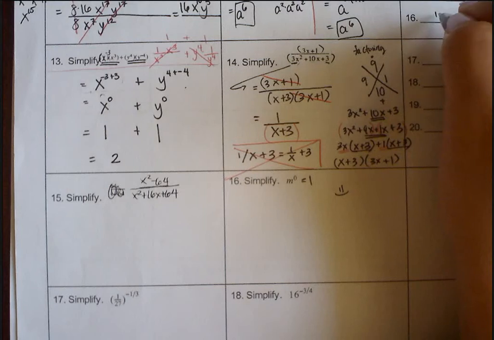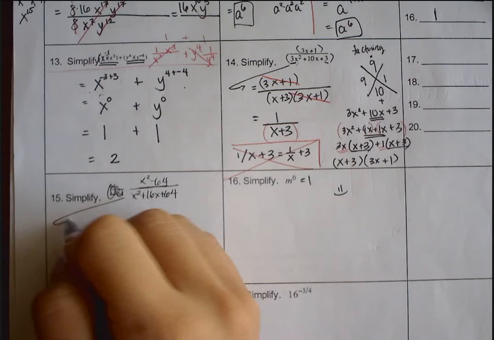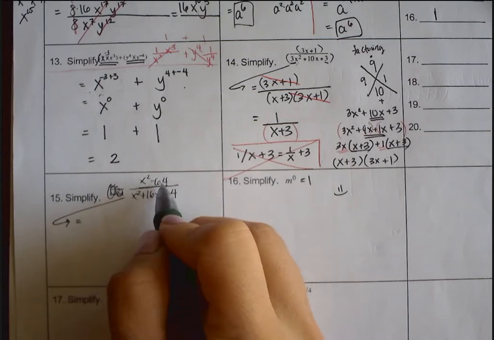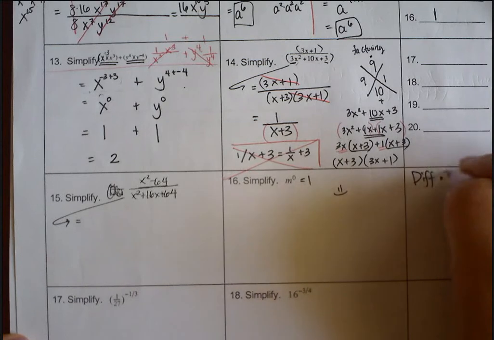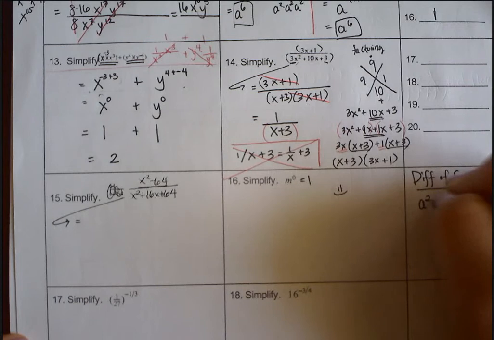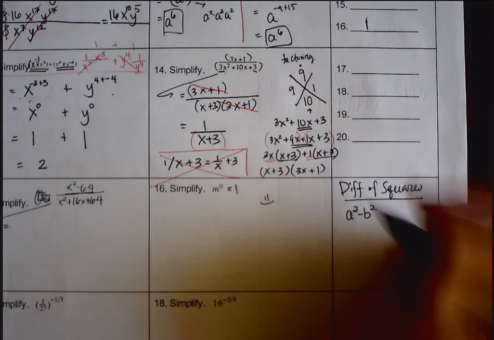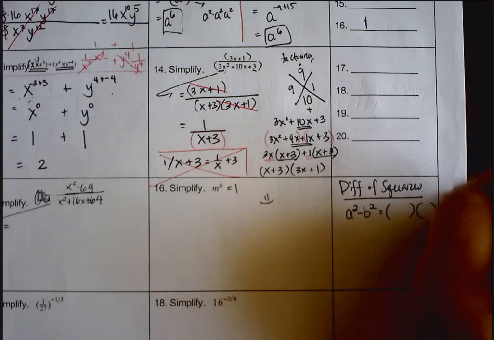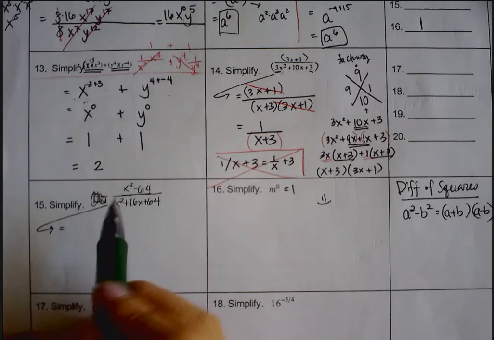The difference of squares rule is that if you have a squared minus b squared, anything squared minus something else squared, it factors to a plus b times a minus b. And this, my friends, is a difference of squares, because x squared is x squared and 64 is 8 squared. So it's really x squared minus 8 squared, which is x plus 8 times x minus 8, all over. How can I factor that out?